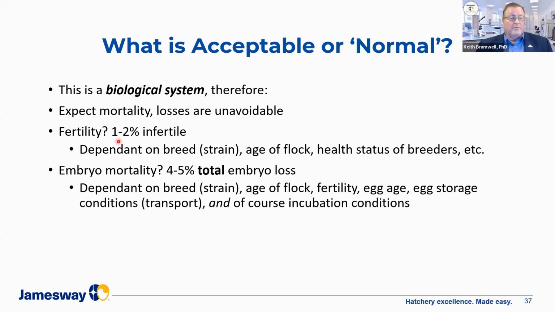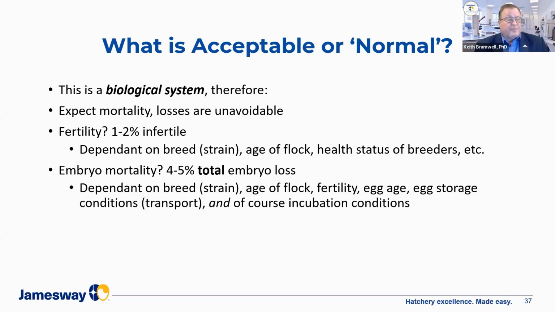So what is normal? Fertility, 1 to 2% infertile, I think, is about the best you can do. Depending on breed, strain, flock, health status, whether you're natural mating or artificial mating, you still should be in that 1 to 2% infertile. That's just normal, given a big enough sample size. I'm not talking about one flat of eggs, but a good sample size.